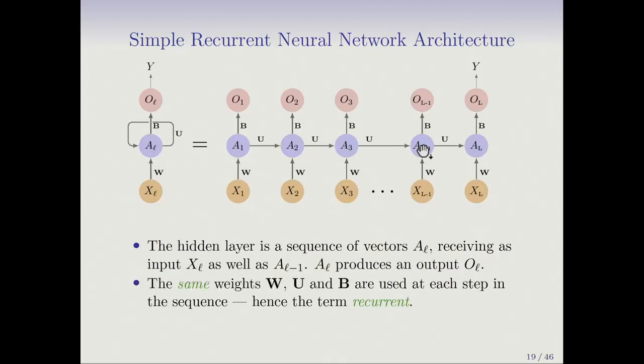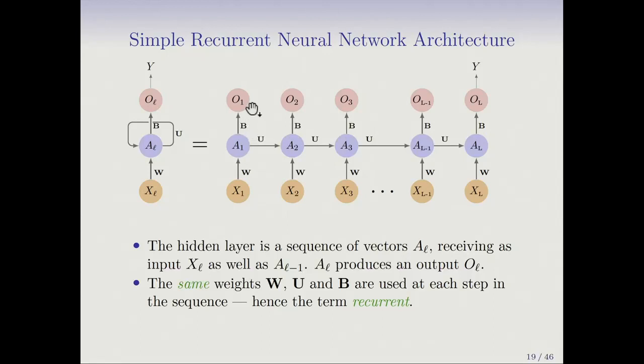The same weights. So a single set of weights, W, going from the input vector to the hidden unit, and the same weights U going from the previous activation vector to the current activation vector. We also show a set of output units. And again, the same weights go from the hidden unit to the output unit. These are named B's.